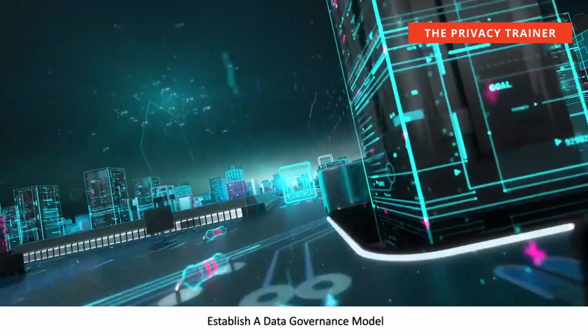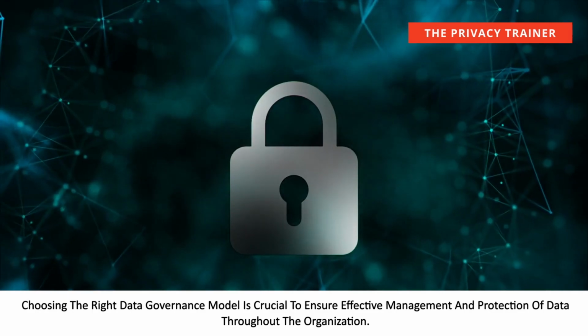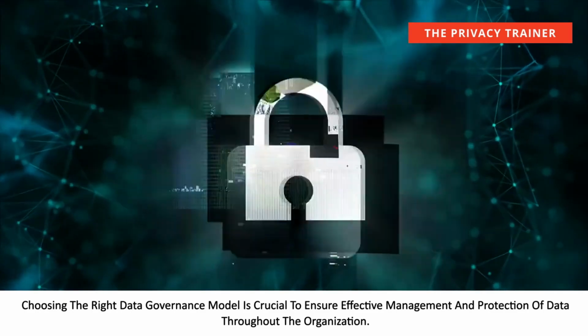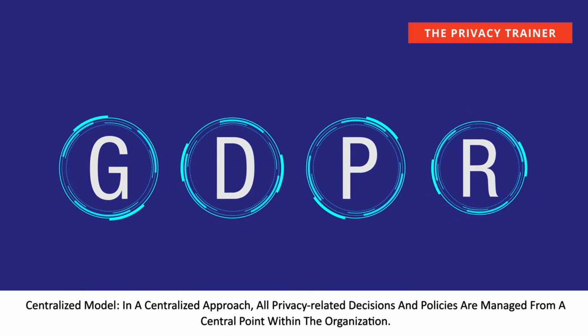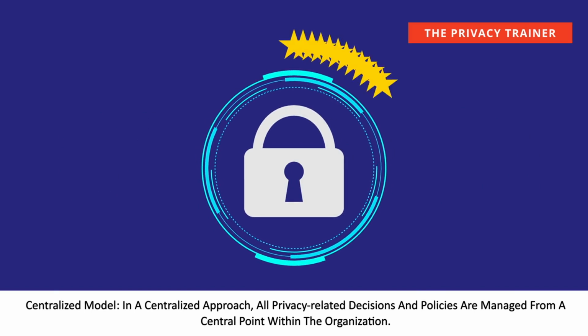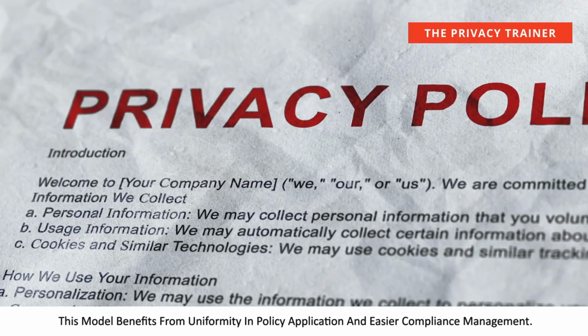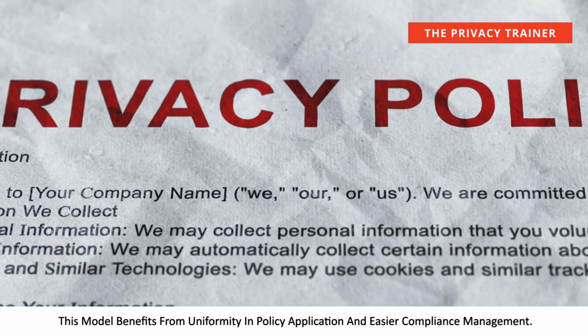Establish a data governance model. Choosing the right data governance model is crucial to ensure effective management and protection of data throughout the organization. Centralized model. In a centralized approach, all privacy-related decisions and policies are managed from a central point within the organization. This model benefits from uniformity in policy application and easier compliance management.